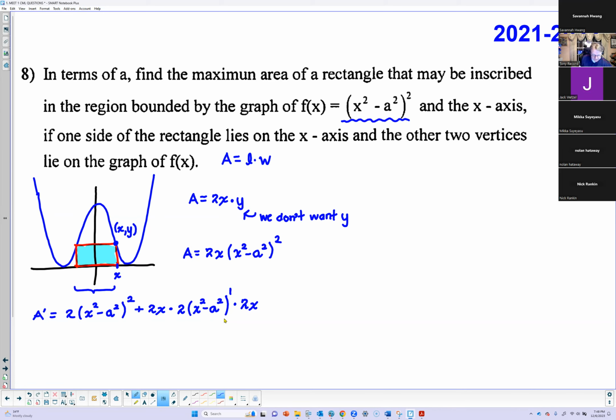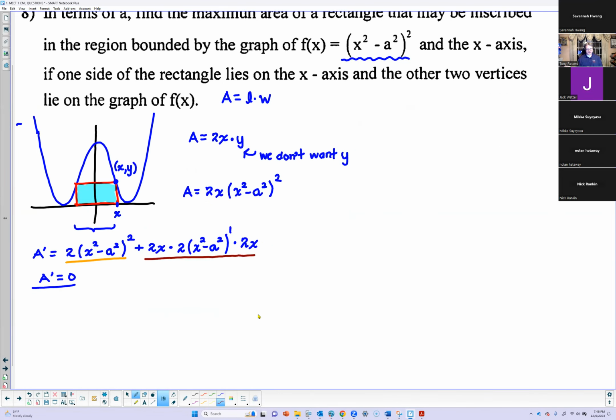Okay, so the next thing that we're going to do is try to set this equal to 0, because we have to find these things called critical values, right? And so in order to make that happen, I want to look at these two terms very closely. There's one underlined in yellow, and there's one here underlined in brown. And we're going to pull out the common factor. That common factor would be a 2. And anything else that's in common? Hopefully you see it, an x squared minus a squared to the first.